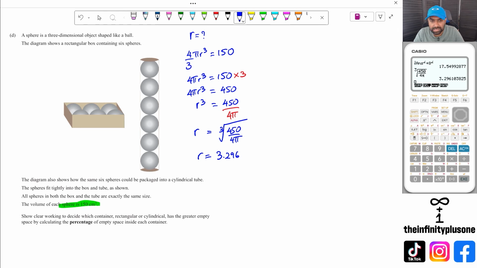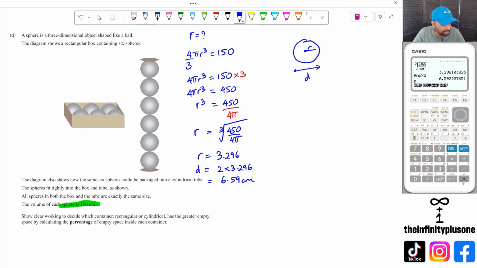And I'm going to multiply this by 2 to get the diameter. Remember that when you have a circle, this is the radius, and this part here is the diameter. That's why I'm doing 2 times 3.296, and that's going to get me 6.59. So that's going to be 6.59 centimeters.